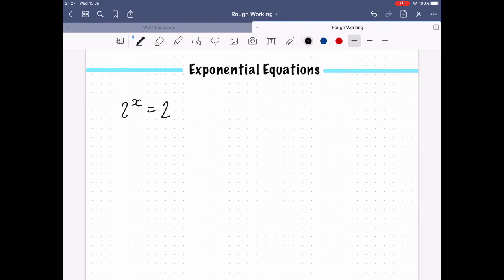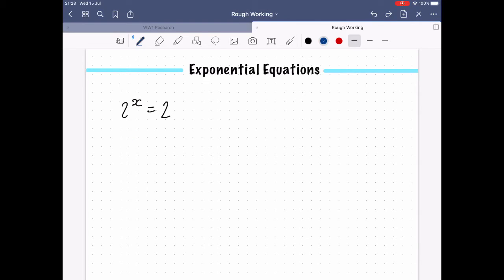Okay, so let's start off simply. We have 2 to the power of x equals 2. Now, I think a lot of you, if you know indices, will quickly know that this is x equals 1. And yes, it is, because 2 to the power of 1 is 2. So that's just a really simple example.